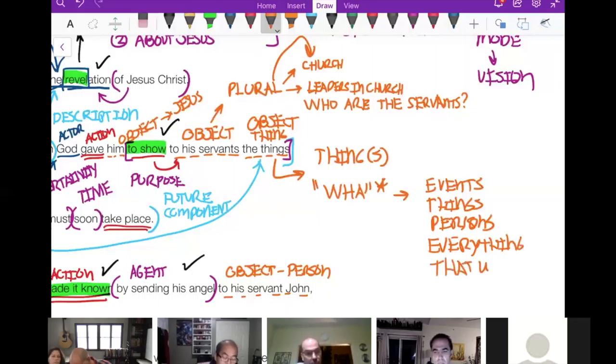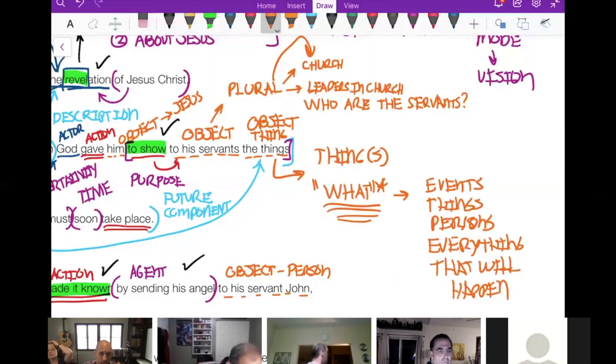That will happen. Excellent. Tim, go ahead. In the Holman translation, it just said to show his servants what must quickly take place. Yes, this is the word "things." Yes, what? If I was translating, that's what I would use. I would use "what," and then I'd have an asterisk identifying it's a plural in the original language. But "the things" isn't a bad translation, provided we understand the Greek.